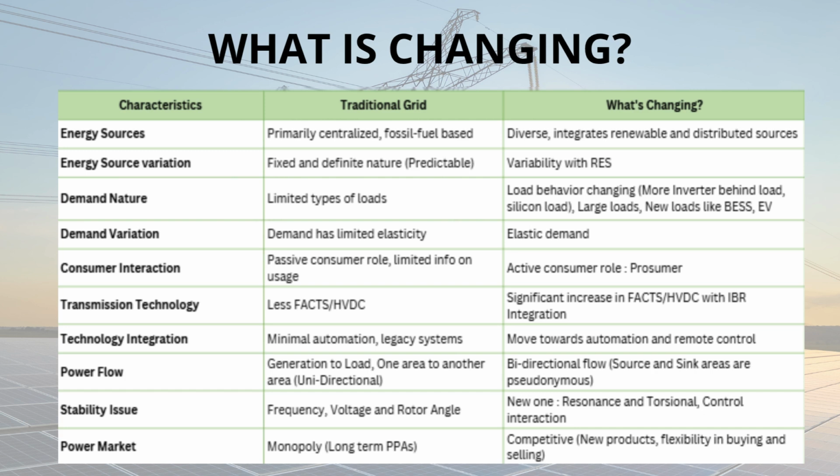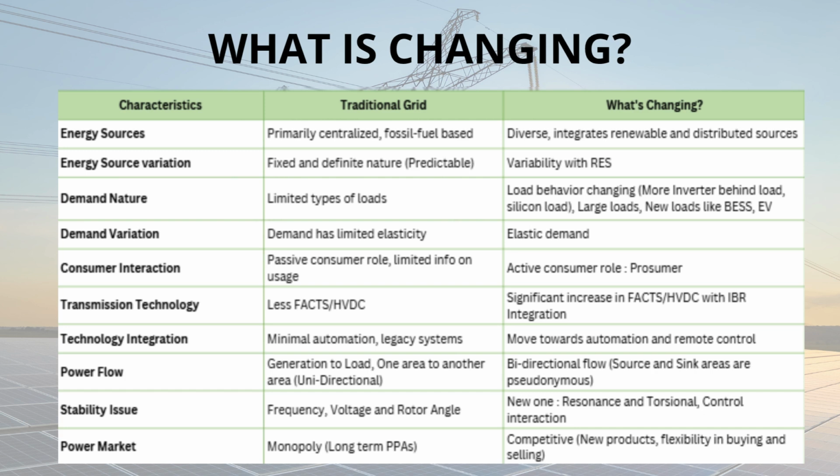And what about IBR integration technology? That sounds like IT stuff. Minimal automation to more automation. Yeah. IBR is inverter-based resources. Think solar, wind, batteries connected via inverters. And yes, the IT part is key. Traditional grid had minimal automation, lots of manual checks. What's changing? A massive move to automation, remote control, sensors everywhere, communication networks. This is the smart part, really, using ICT, information and communication tech, to make the grid intelligent.